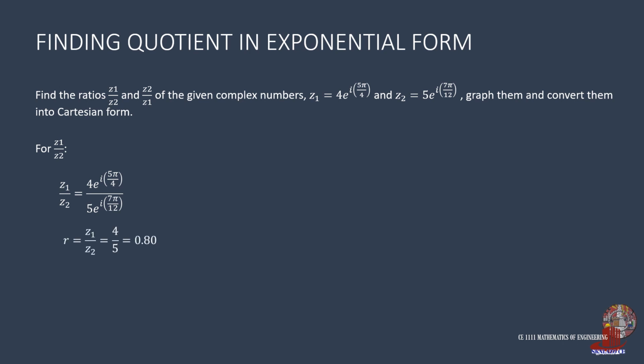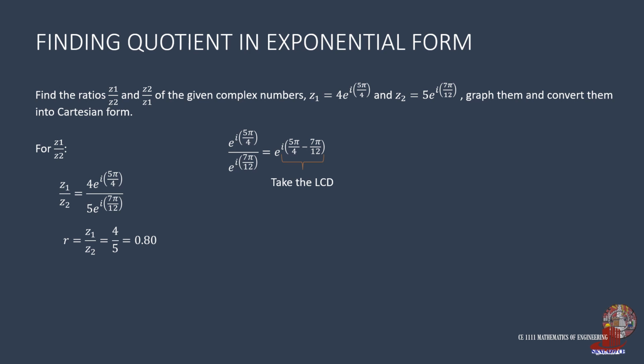The modulus can be simplified directly as z1 over z2. That is 4 all over 5 or 0.8. For the quotient of e's, we are to subtract the exponents as the base is the same for both terms. So we get e raised to i times the difference of 5 pi over 4 and 7 pi all over 12. Having two different denominators, we take the LCD to unify the fractions.